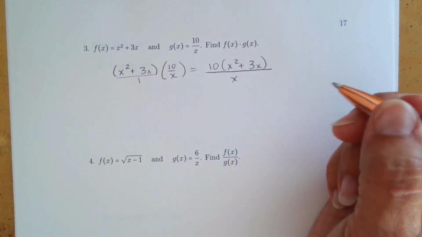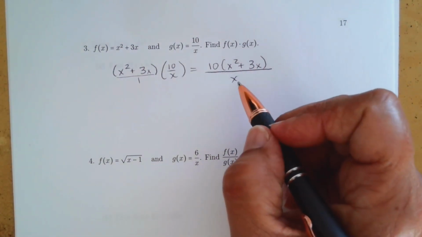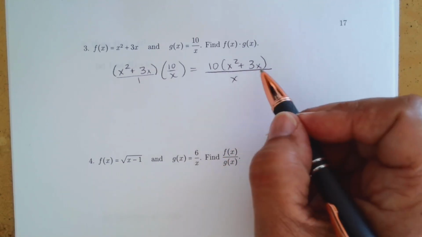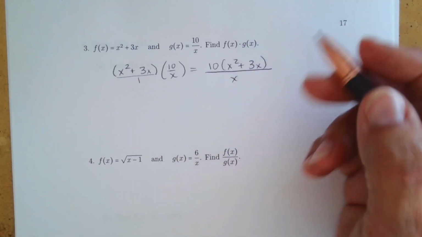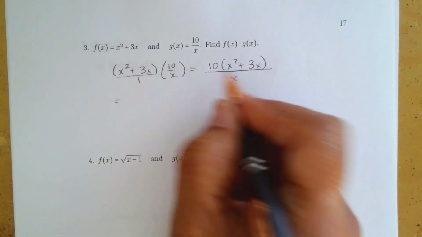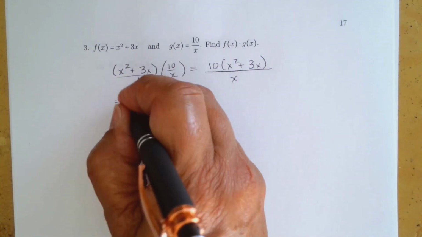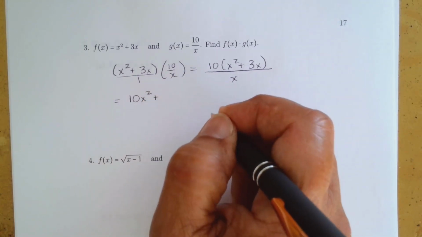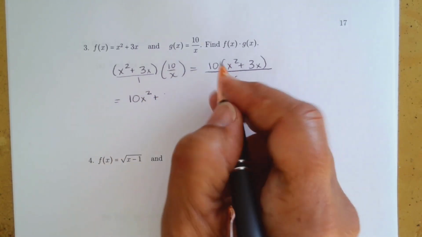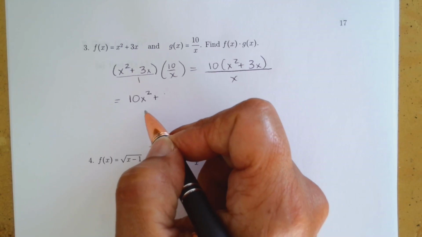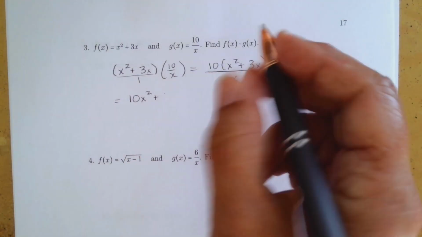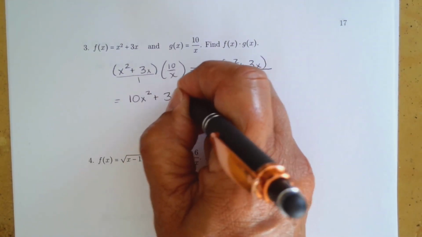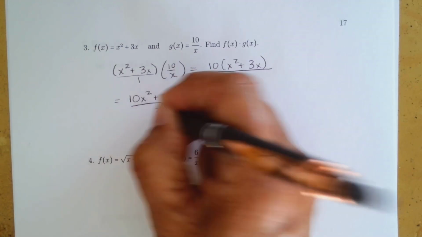All right, now this one we can simplify a little bit because we can multiply the 10 through and then factor out an x. So let's keep going on this one. Let's do the 10 first. So 10 times x squared plus 10 times 3x. 10 times x squared is 10x squared. And then 10 times 3x is 30x over x.